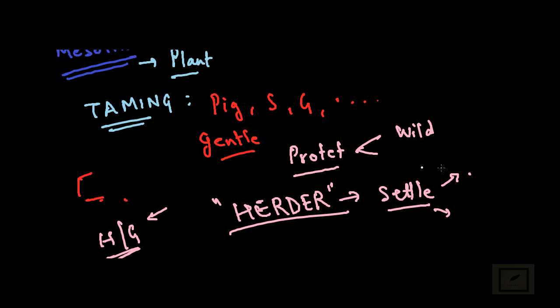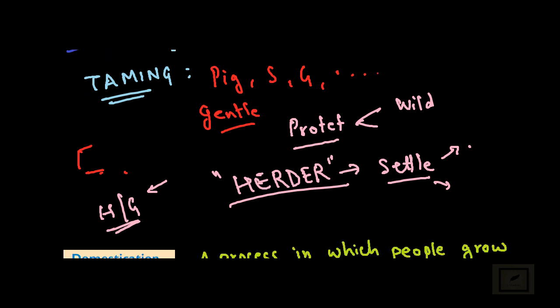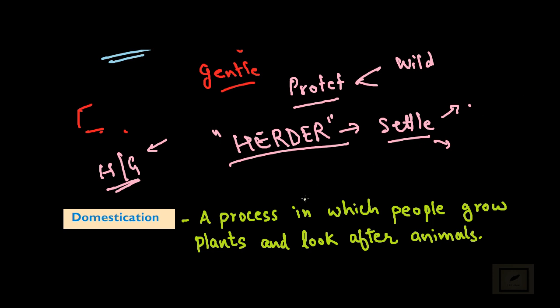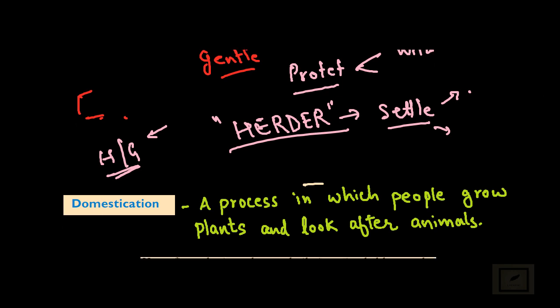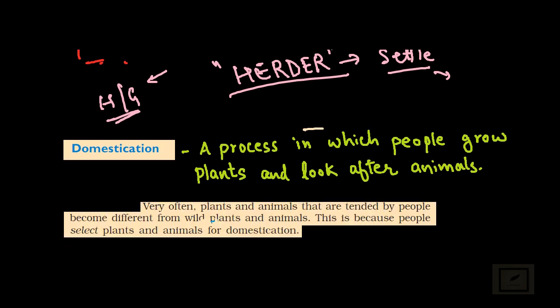After having a settled life, the early men also started domestication, where domestication is a process in which the people grow plants and look after animals. That is, they start caring for the animals, they start caring for the plants. Very often, the plants and the animals that are tended by the people become different from wild plants and animals. This is because people select plants and animals for domestication.